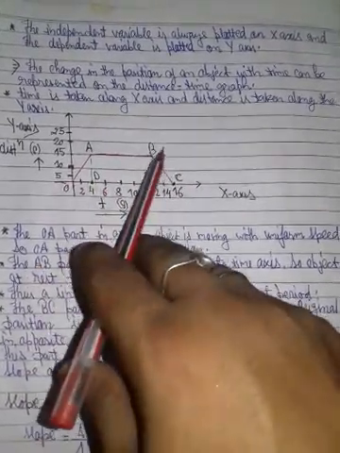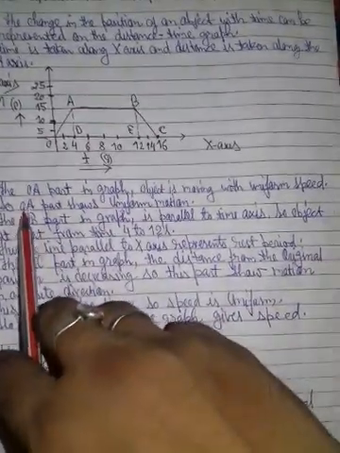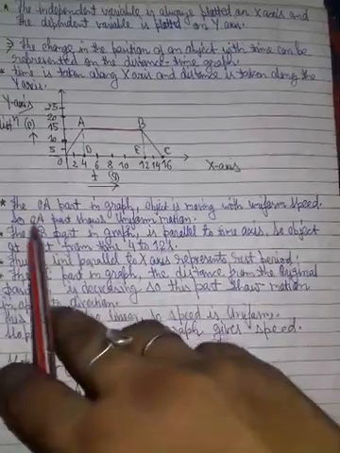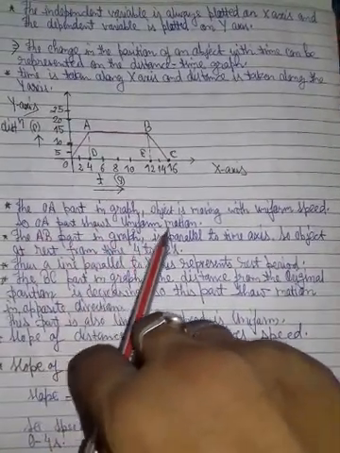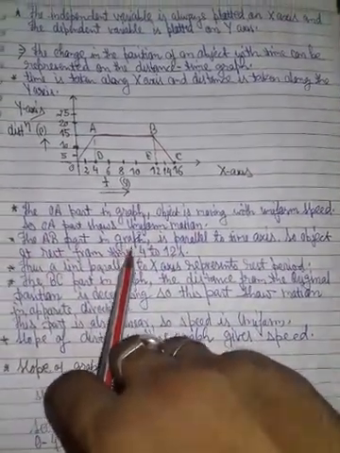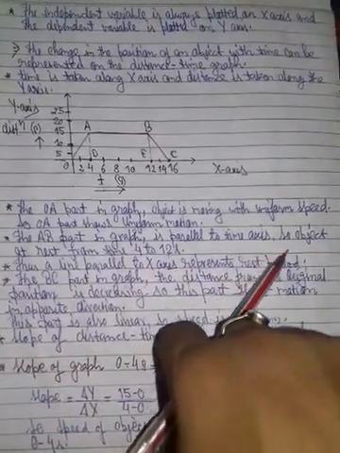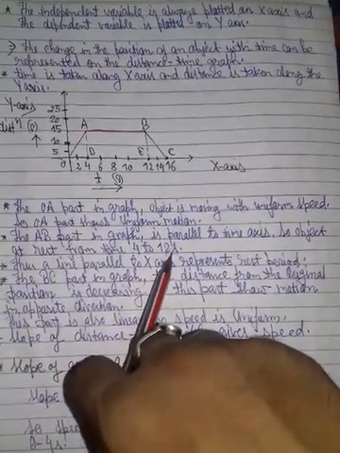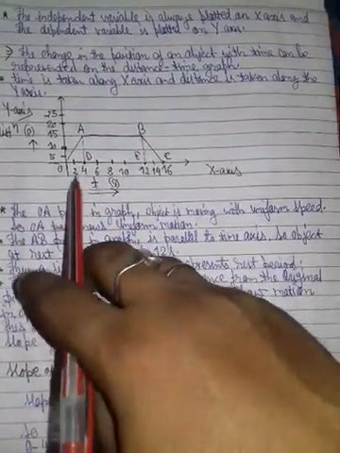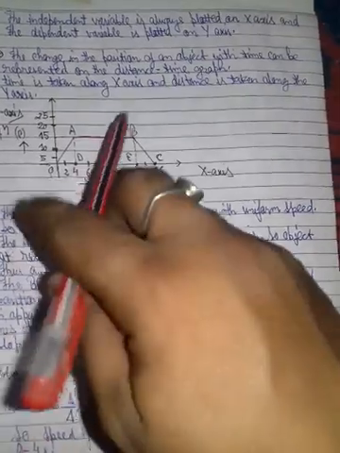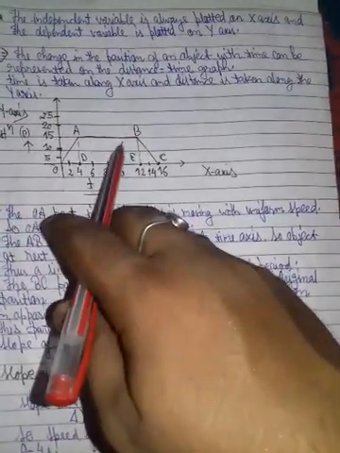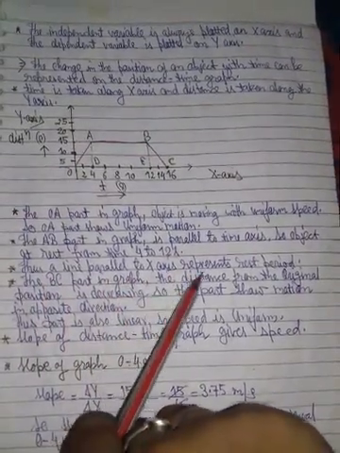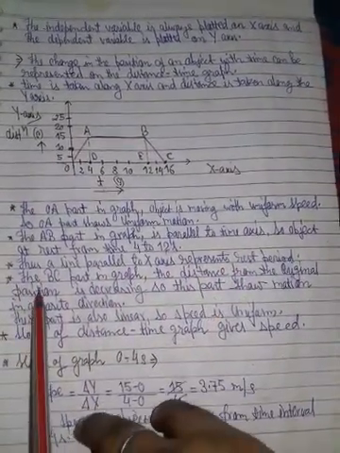O to A, A to B, and B to C. In the OA part of the graph, the object is moving with uniform speed, so OA shows uniform motion. The AB part of the graph is parallel to the time axis, so the object is at rest from time 4 to 12 seconds, because in this time interval the position of the object does not change with time. The line parallel to the x-axis represents the rest period.